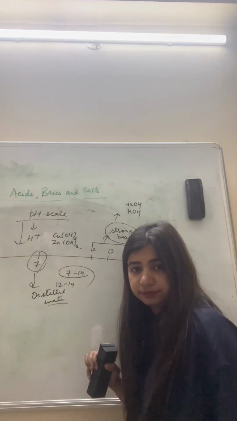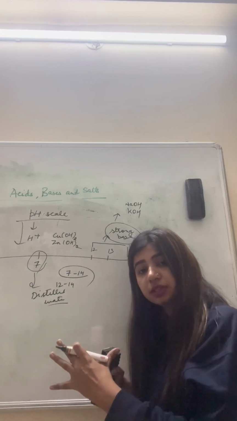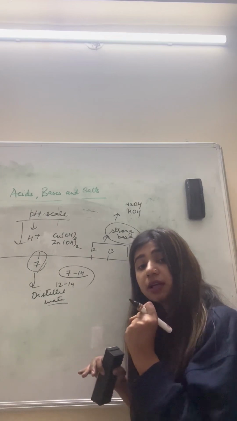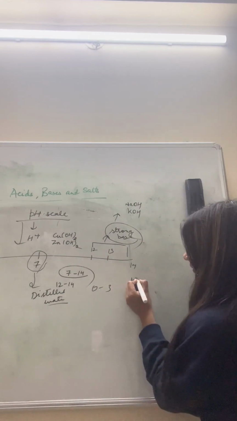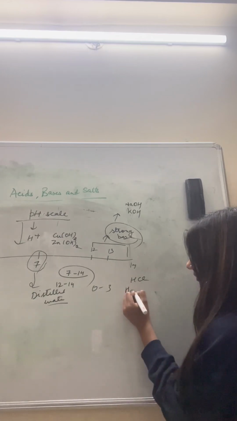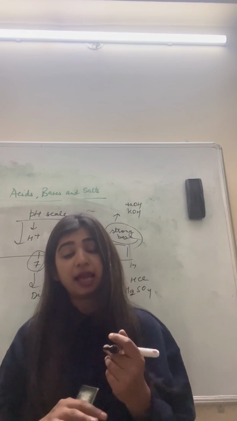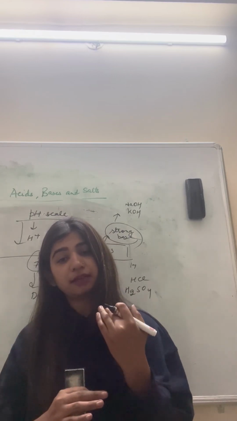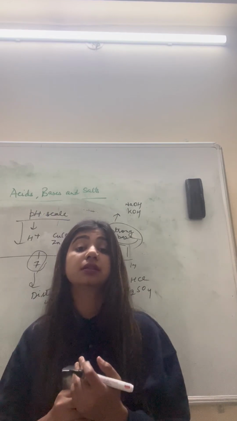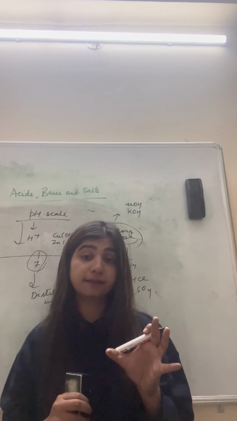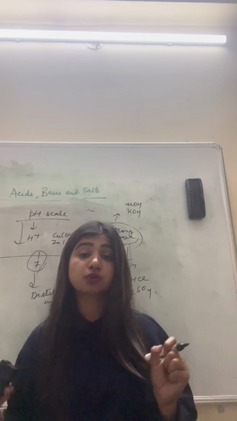It has a pH of 7. And if any solution has pH from 0 to 3, it is a strong acid, like hydrochloric acid, sulfuric acid, HCl, H2SO4. Both of them are strong acids. And if any solution has pH like 4, 5, 6, then that solution is a weak acid, like lactic acid, formic acid, oxalic acid. So this was all about pH.